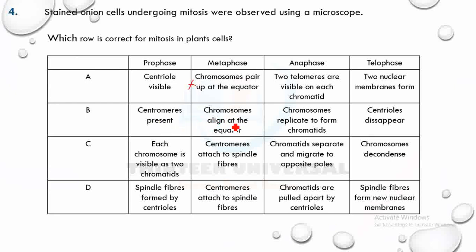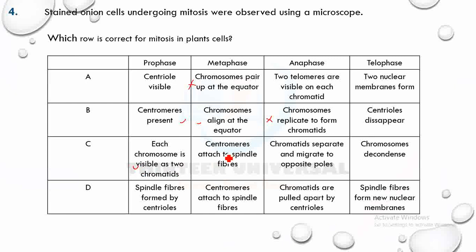That's correct. Yeah, so this is correct. Chromosomes replicate to form chromatids. Chromosomes do not replicate in anaphase. Sister chromatids separate. All right, see, each chromosome is visible as two chromatids. Yes, this makes sense.